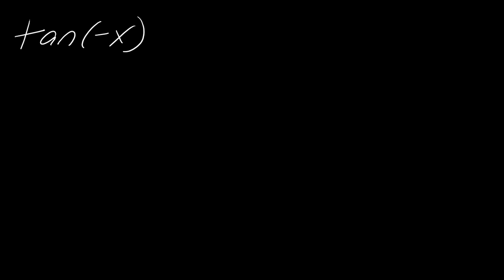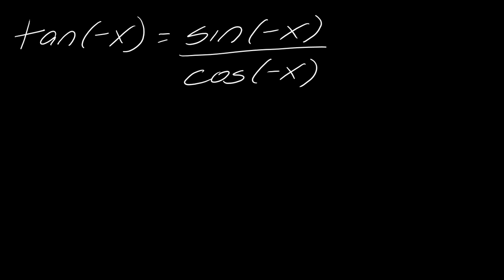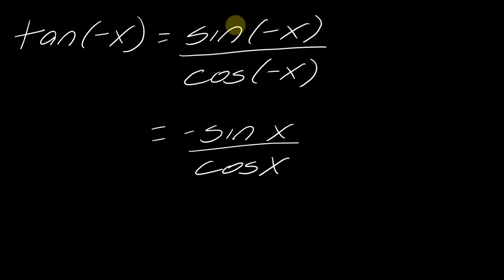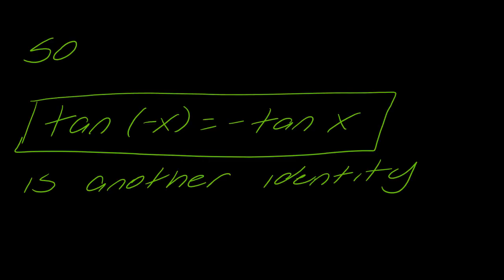So if I take tangent of negative x, think about what that means. That is the same as taking sine of negative x over cosine of negative x. And I know what each of these equals now, right? I've got those identities. So this will come out to negative sine of x, because that's what sine of negative x is, over positive cosine of x, because that's what cosine of negative x is. So if I rewrite it like this, this is equivalent to negative tangent of x. So what we get here is that tangent of negative x is equal to negative tangent of x. So this is another identity.